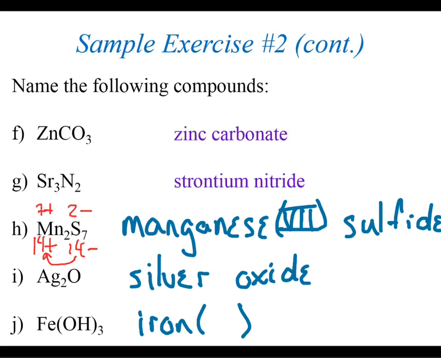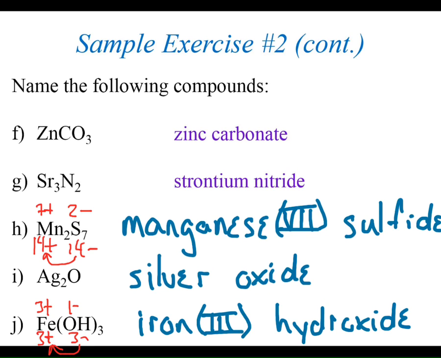What's that OH thing called? Hydroxide. So iron something hydroxide. What's the charge on hydroxide? 1 negative. So I have 3 of them, so that's 3 negatives. So all of the irons must be 3 positive. How many irons do I have? Just 1. So the 1 iron must be 3 positive. So iron(III) hydroxide.